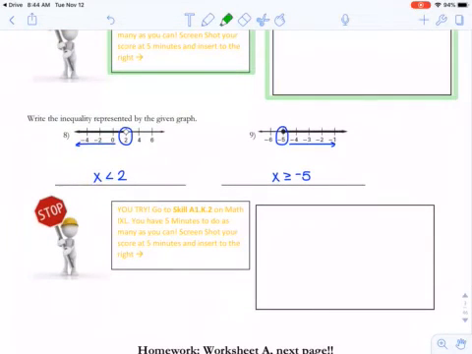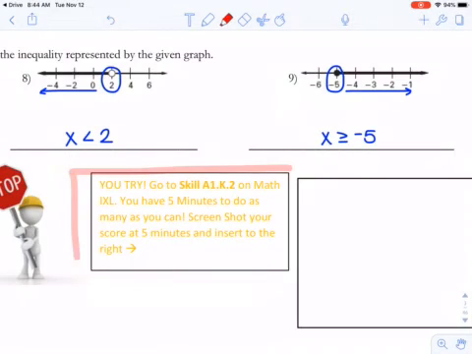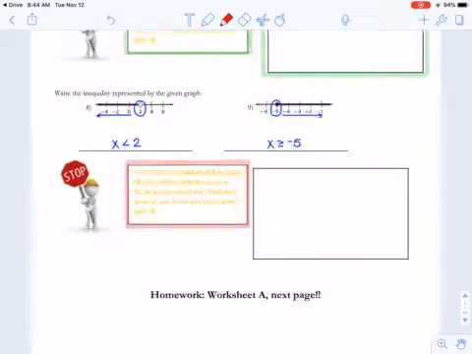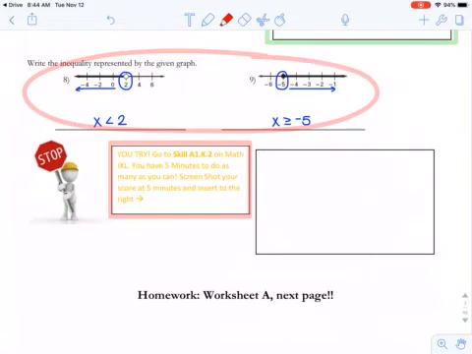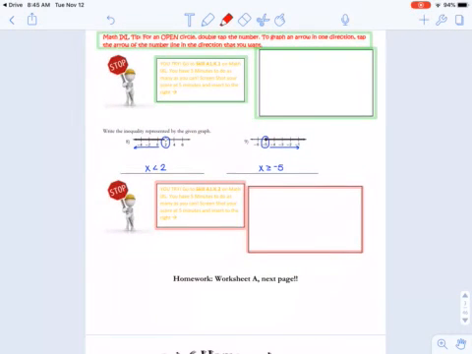After you guys finish your Math IXL examples from above, you can go on to skill number K2, and you can have 5 minutes to try those ones, which is going to be these types of problems. And then again, after 5 minutes, you can screenshot and put your score right in here.